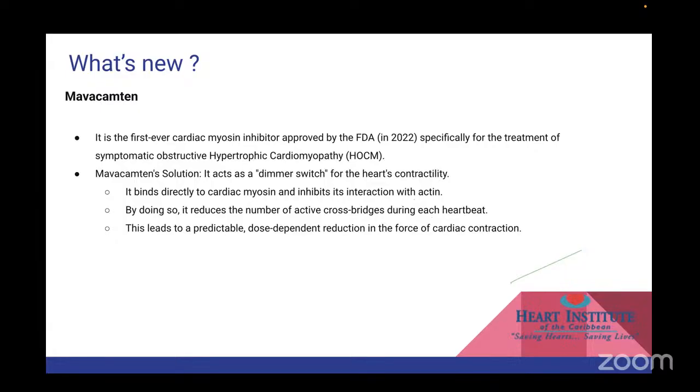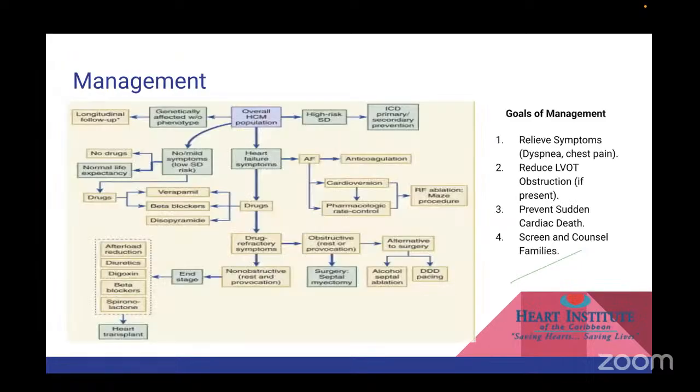And when the left ventricular outflow tract pressure gradient is more than 50, then you have to consider surgical intervention in them. So whether you want to do the septal myectomy or the alcohol septal ablation for them, the two have been found to have good outcomes in carefully selected patients.